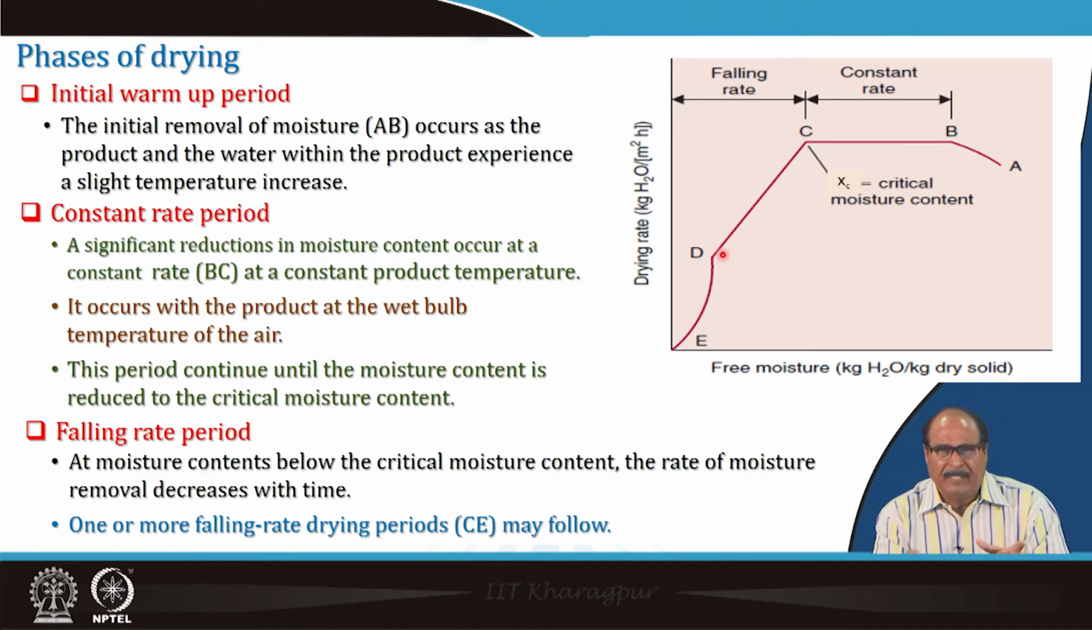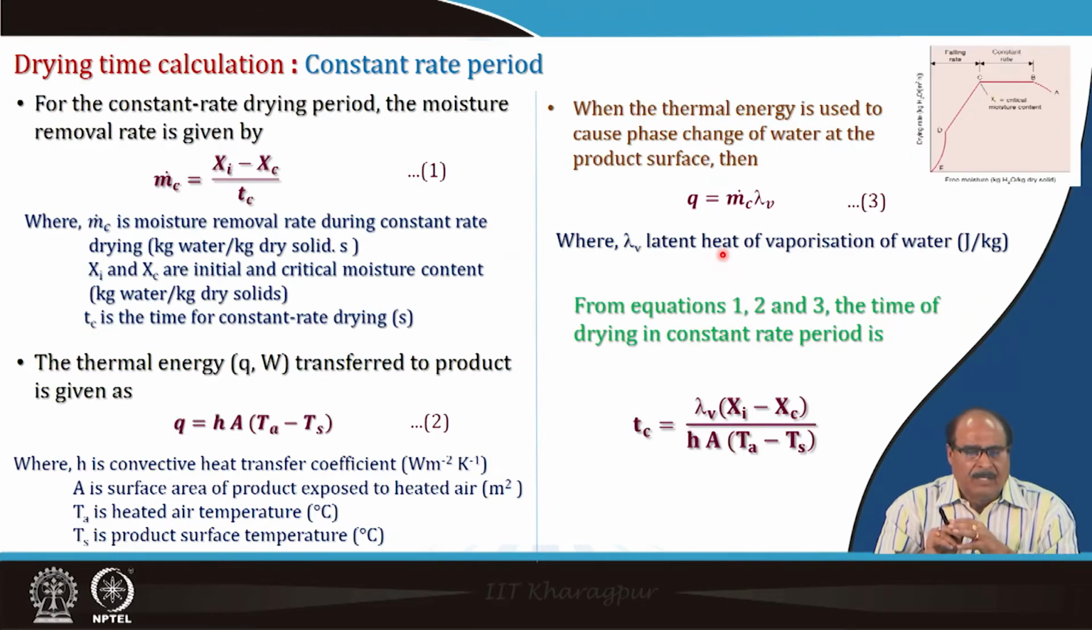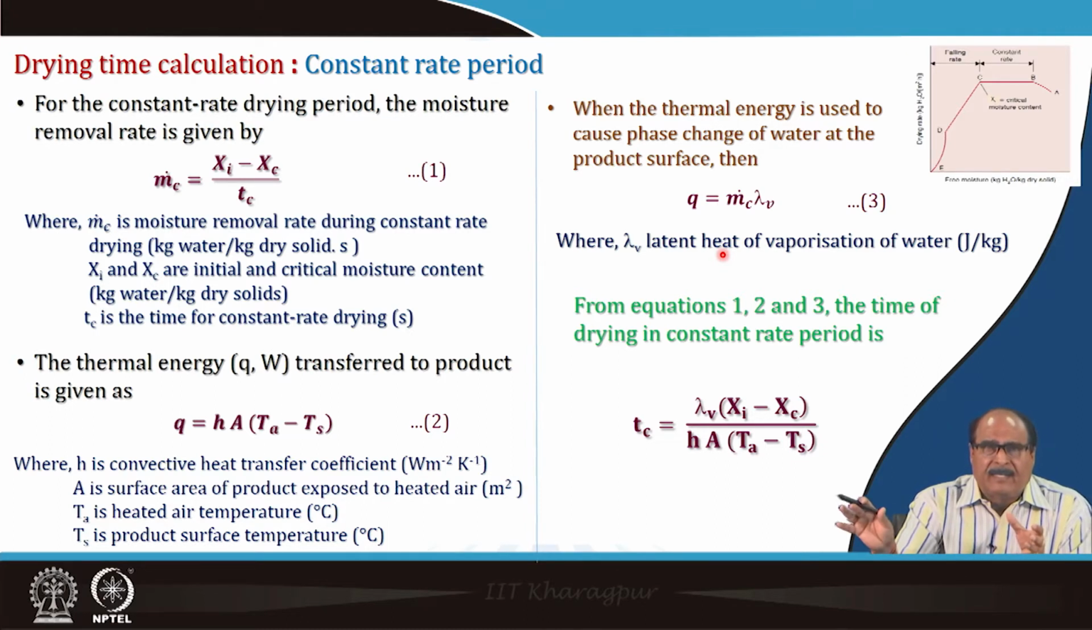And depending upon the commodity, there may be one or more falling rate periods, which may be observed in any commodity. So, there are equations, and in this slide I have given you the equations by which one can calculate drying time. So, drying time calculation, suppose in the constant rate period drying, here you can see what is the drying time.